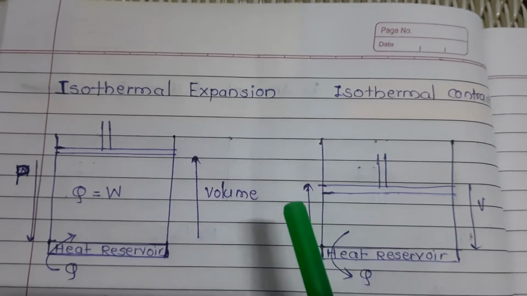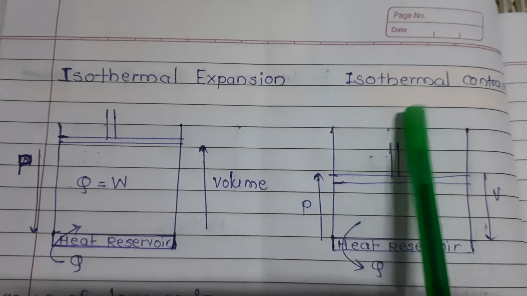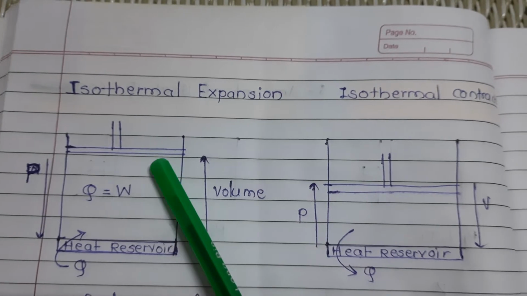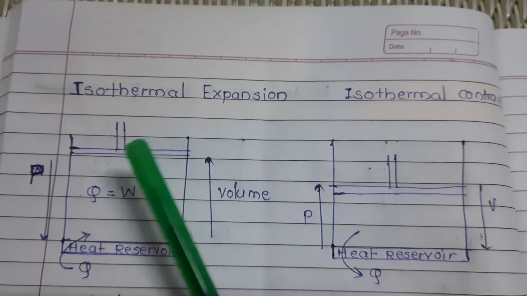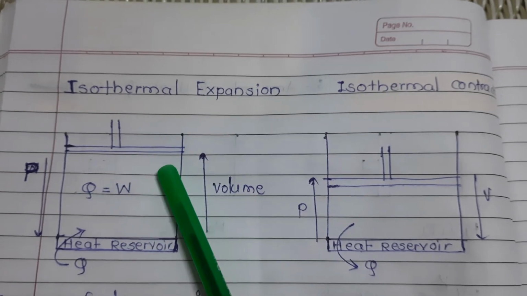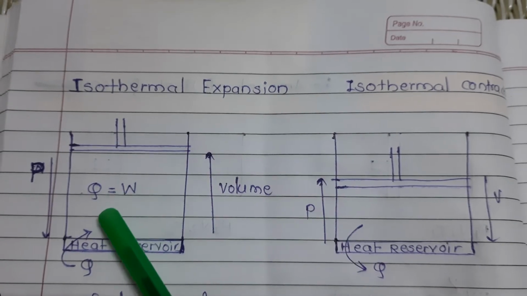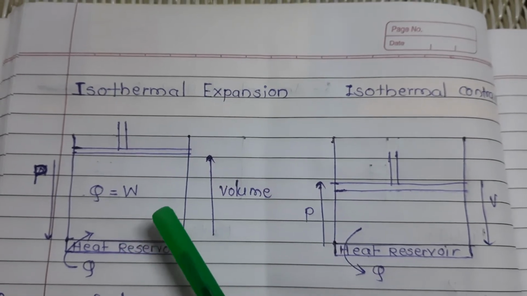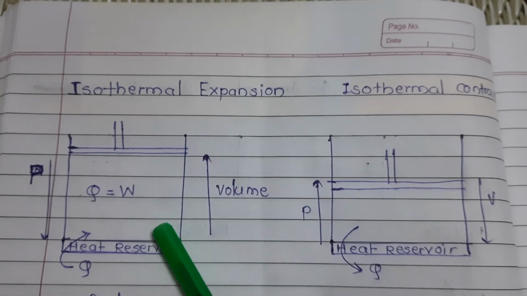In the isothermal process, there are two types: isothermal expansion and isothermal contraction. See, when this piston is going upward, then pressure obviously becomes less and volume increases. When pressure becomes less, the temperature also decreases. But this process is an isothermal process. Hence, we have to keep the temperature constant.